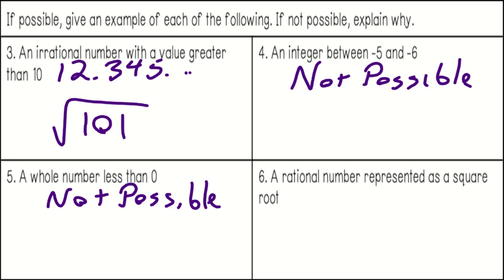Last one there, a rational number represented by a square root. Yeah, so we need a square root here. Square root of 16, that works. Y'all, for it to be a rational number represented by a square root, it's a square root that we know. Square root of 16 is 4. We know that one.